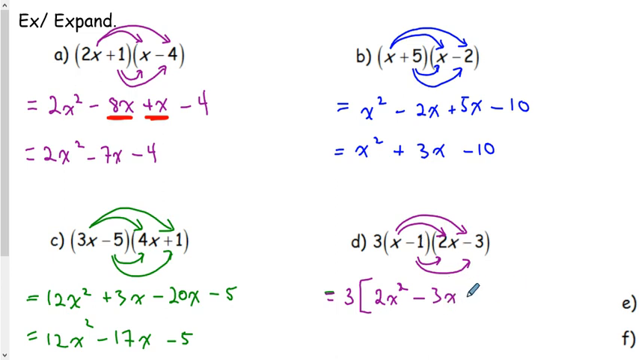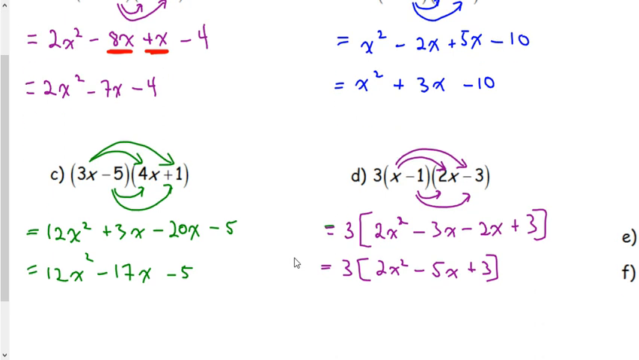Negative 1 times 2x is minus 2x, and negative 1 times negative 3, a negative times a negative gives us a positive, that's going to be positive 3. Okay, before we multiply this 3 through, let's collect our like terms to simplify things. We've still got our 2x squared, we've still got our plus 3, and our like terms are the x's, minus 3x minus 2x. That's going to give us minus 5x when we add those like terms together.